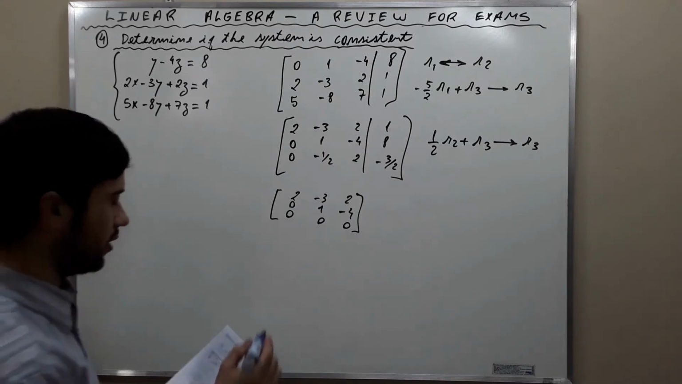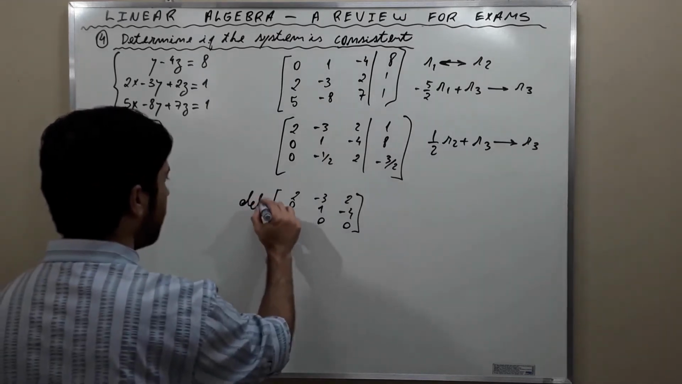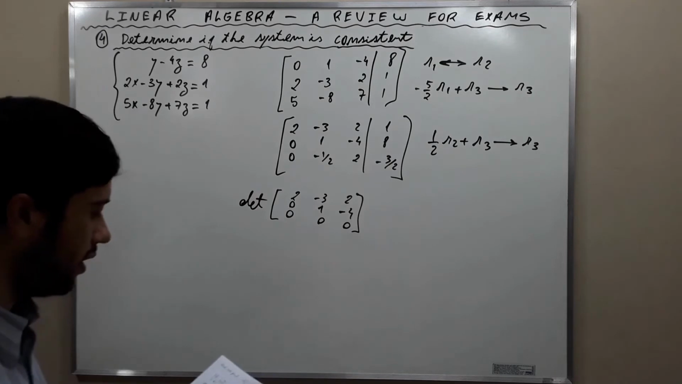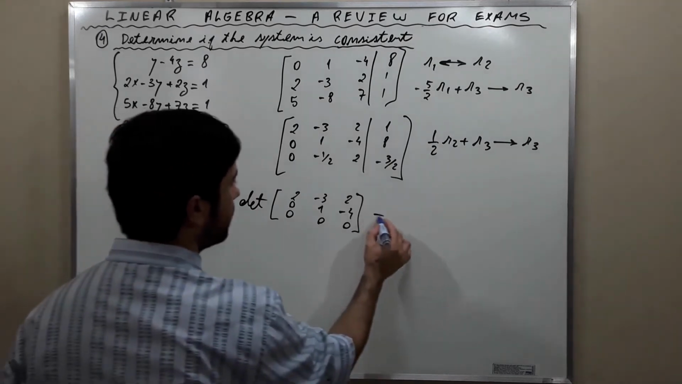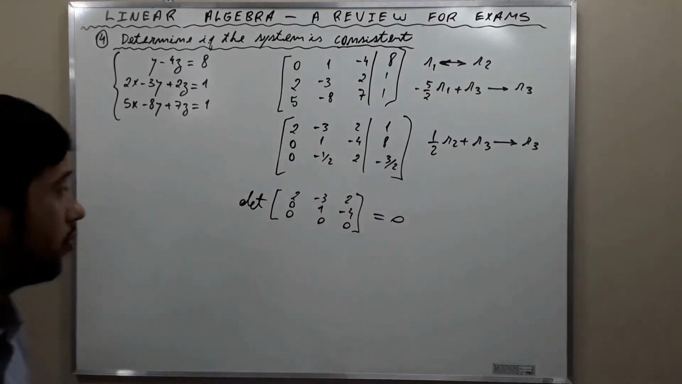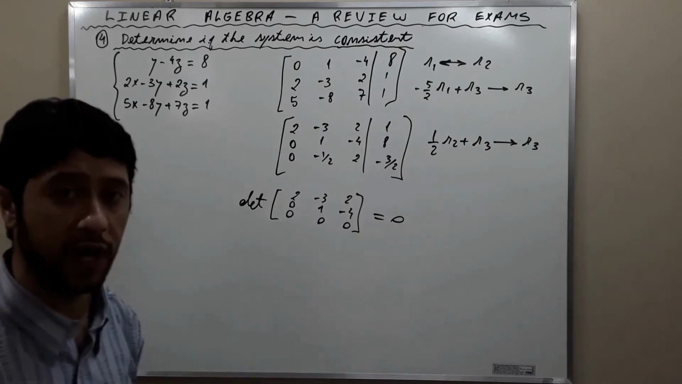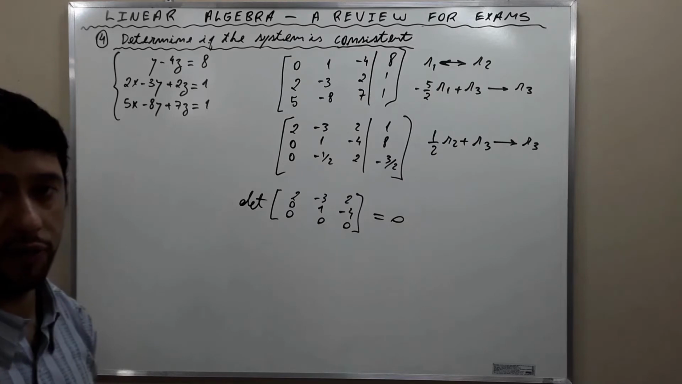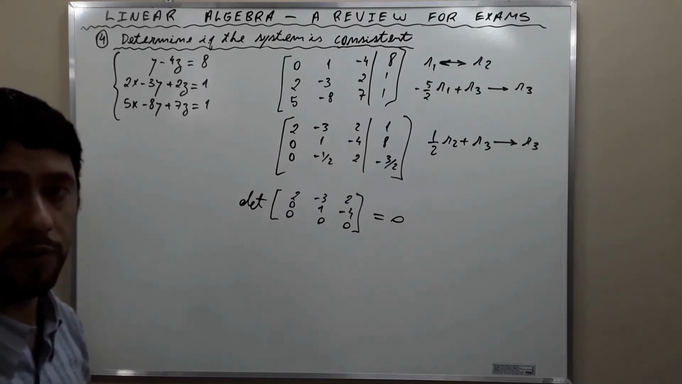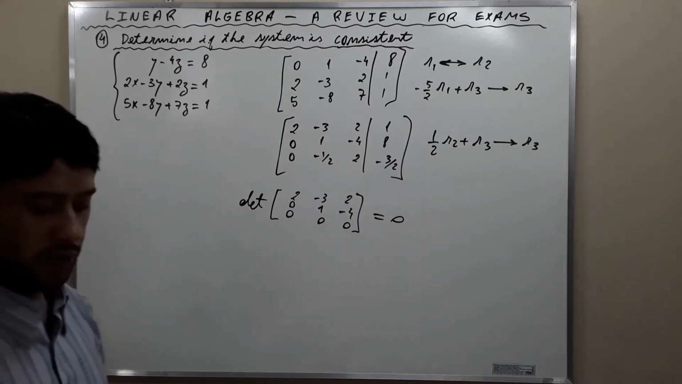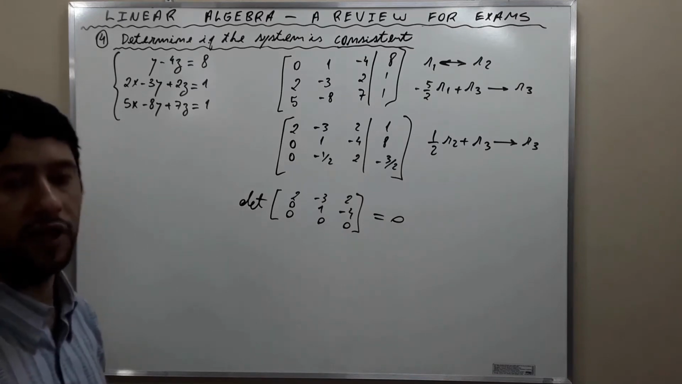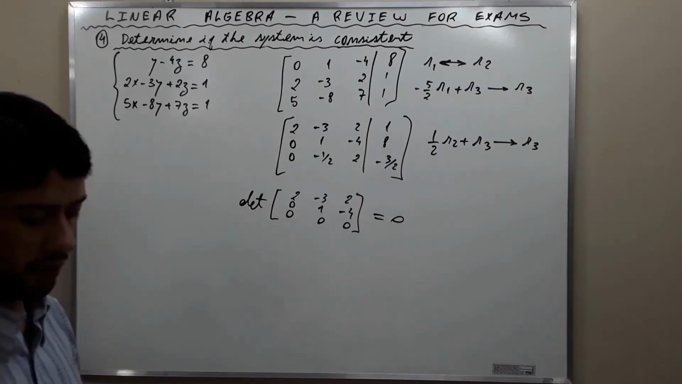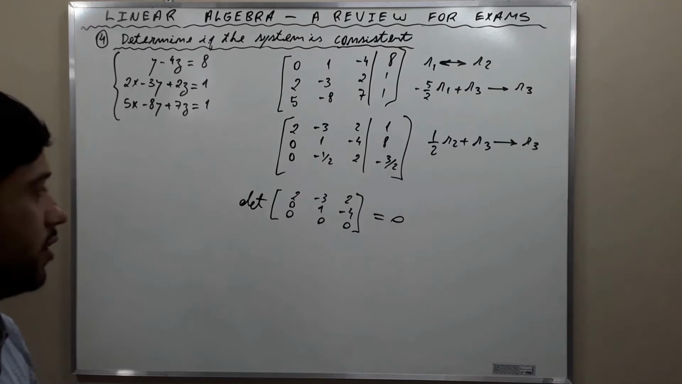And if we take the determinant of this matrix here, we discover that this determinant is equal to 0. If you apply the rule of Sarrus here, you're going to discover that this determinant is equal to 0. And what does it mean? It means that the system is inconsistent. Okay? The system is inconsistent.